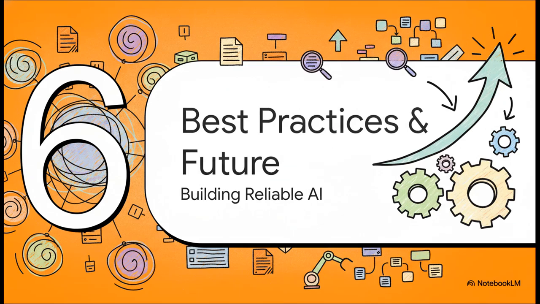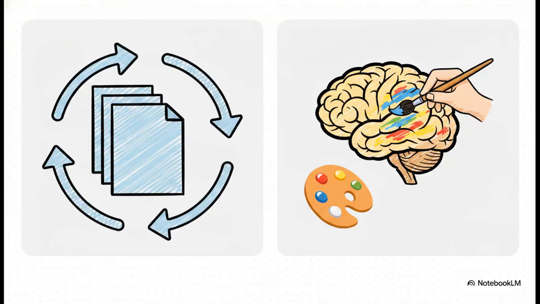All right, let's wrap up today's explainer with Section 6, Best Practices and Future. How do we actually build this reliable AI in the real world? First things first, we need to clarify a really common point of confusion, the difference between RAG and fine-tuning. Think of fine-tuning as sending a chef to culinary school to learn an entirely new style of cooking. RAG, on the other hand, is just handing that same chef an updated daily menu.